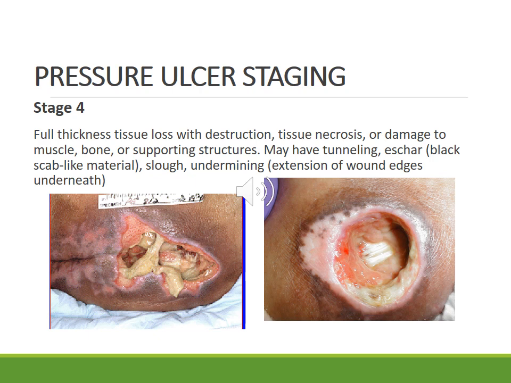There is usually damage to the muscle or bone, or supporting structures. We could also begin to maybe see some tunneling. We may see what's called eschar, which is this black scab-like material. You can see this yellow kind of slough to this area, an extension of the wound edges underneath.